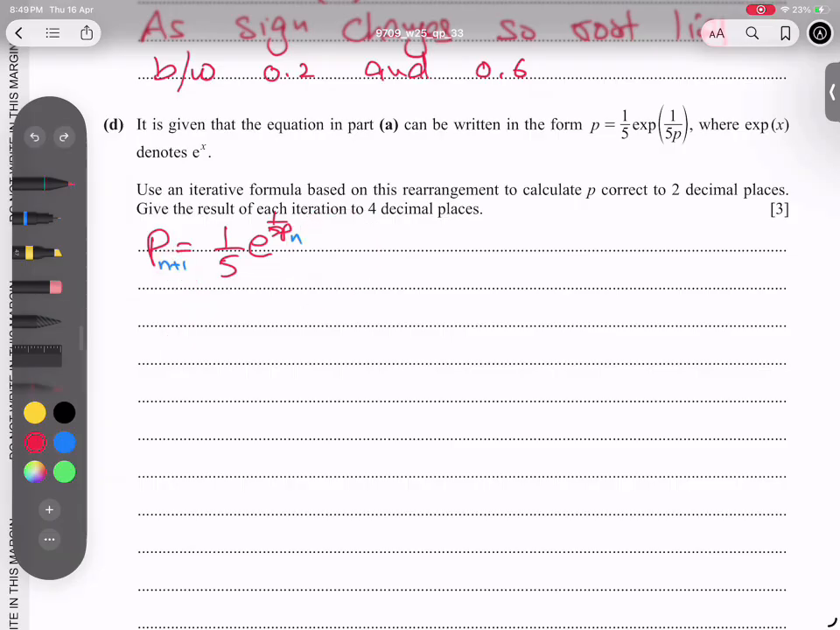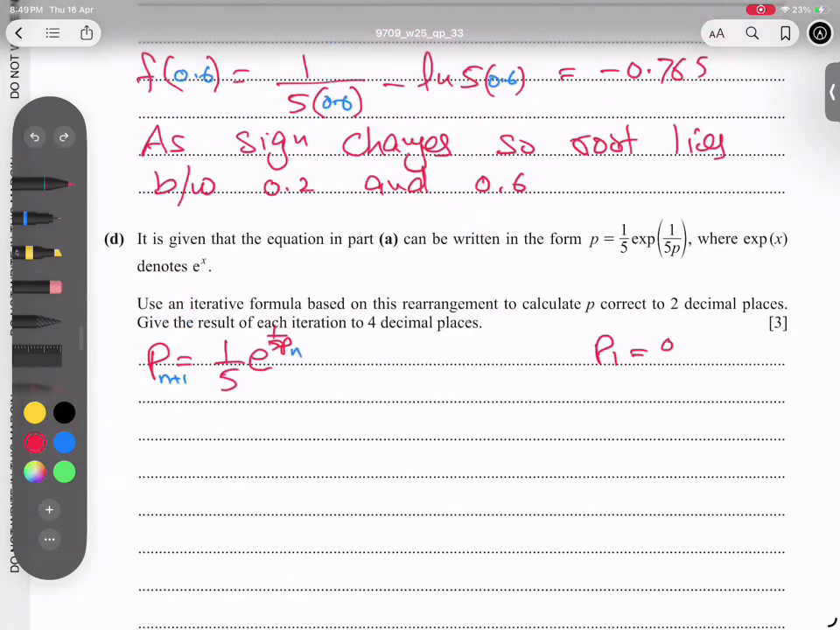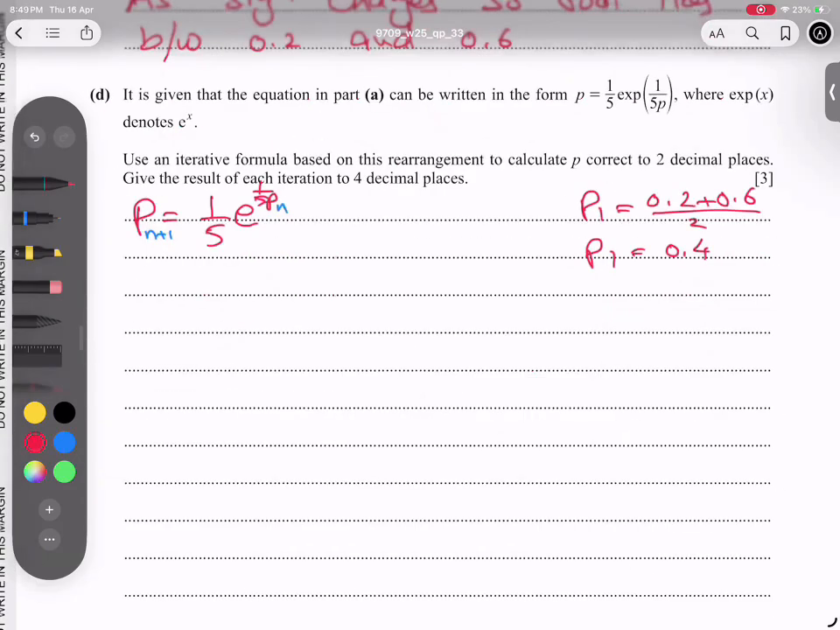Now the question comes: do we have a p1 value given? No. If not given, we'll take the average of these two numbers. So 0.2 plus 0.6 divided by 2, we are getting 0.4. Initial value we got. First of all, replace every n by 1. When I place 1 here, I get p2. When I plug in 1 here, I get 1 over 5, and p is actually in the denominator: 1 over 5 p1. So this 0.4 will go here, and I'm writing 0.4 here.